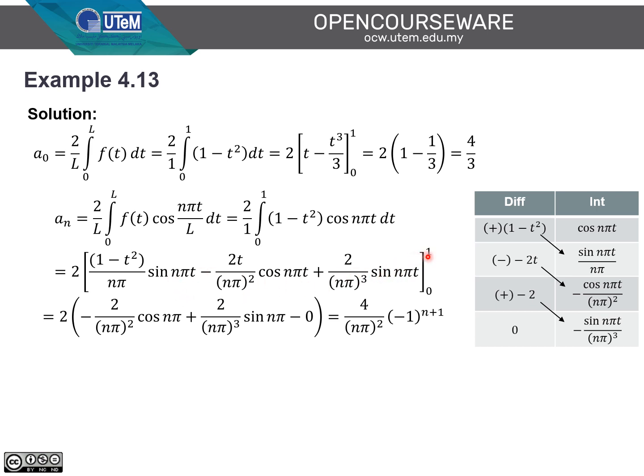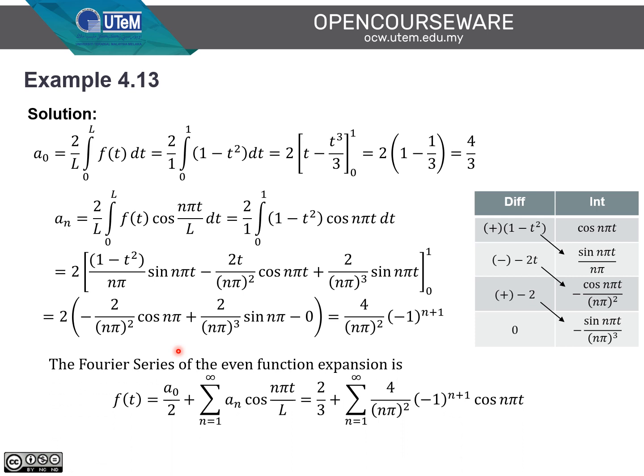Substitute the upper limit t equals 1 into the resulting integration. We obtain minus 2 on n pi squared cos n pi plus 2 on n pi cubed sin n pi. Minus, when we substitute the lower limit t equals 0, the expression becomes 0. The final answer of the Fourier coefficient a n is equal to 4 over n pi squared, minus 1 to the power of n plus 1.